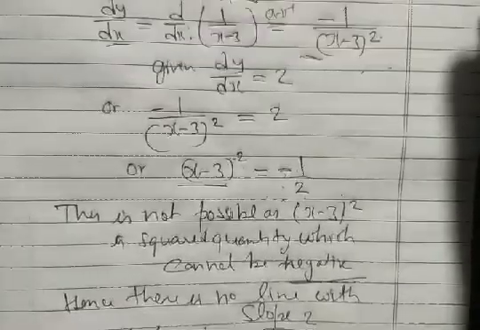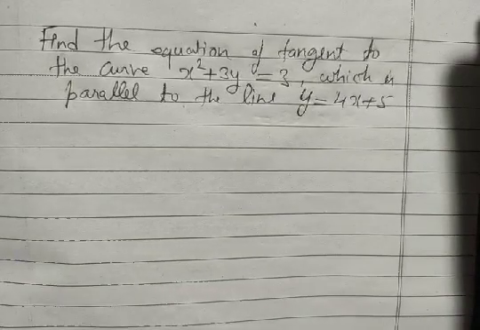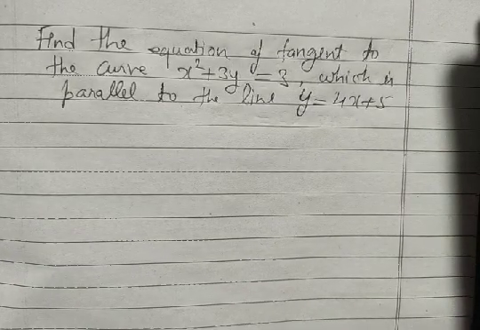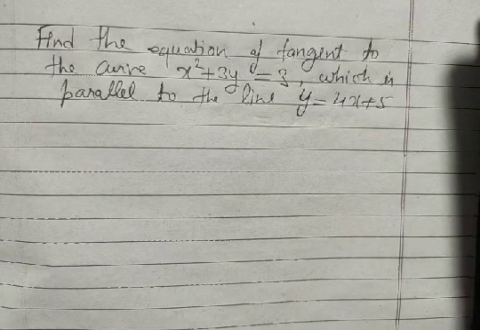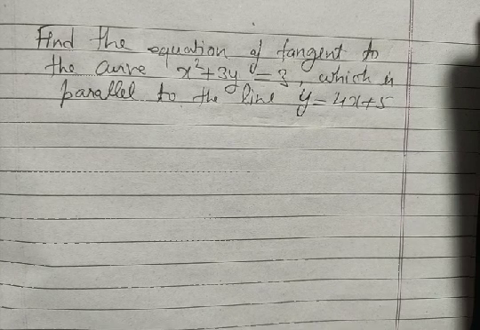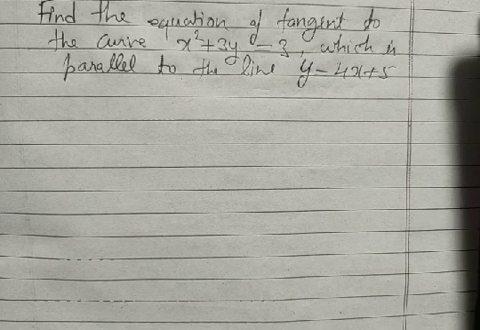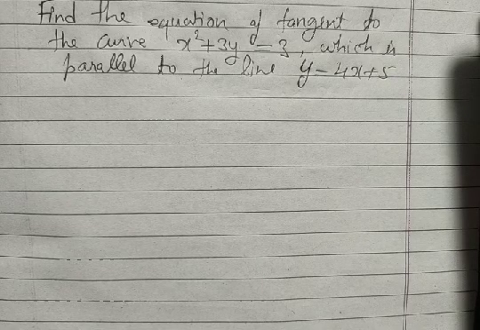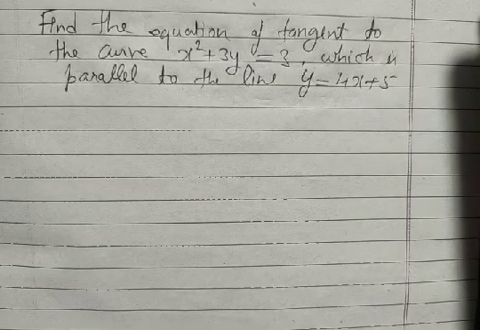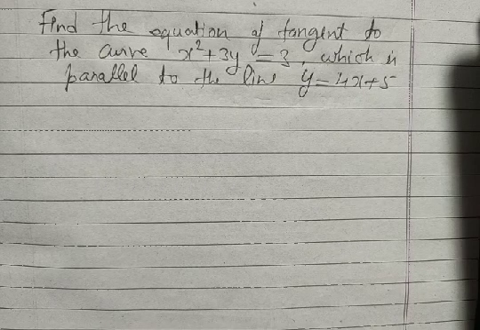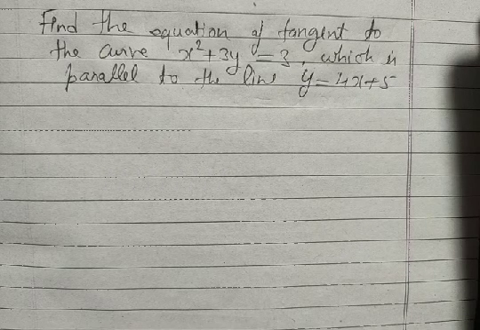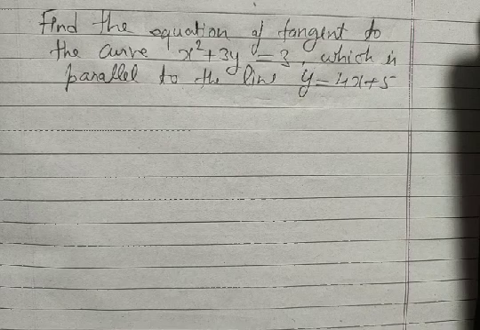Now we move on to our next problem. What is our next problem? We have to find the equation of the tangent to the curve x square plus 3y equal to 3, which is parallel to the line y equal to 4x plus 5. Now we have a curve there. Then what do we do? Our first requirement is what?